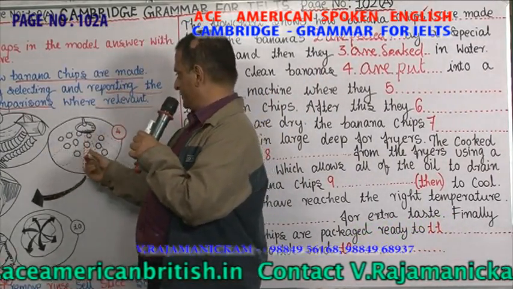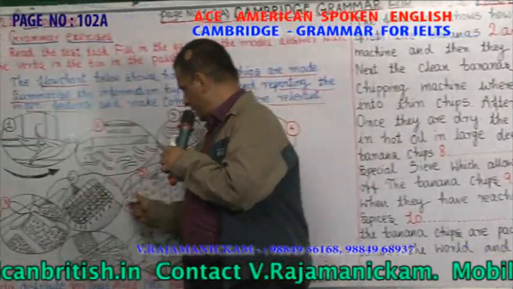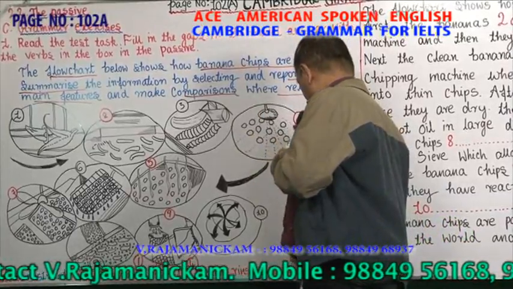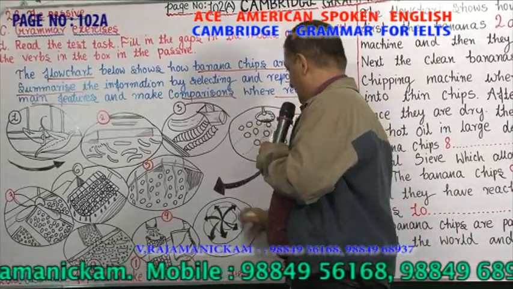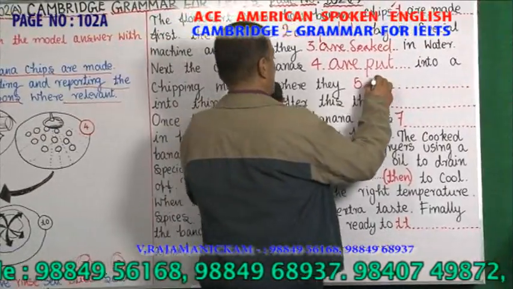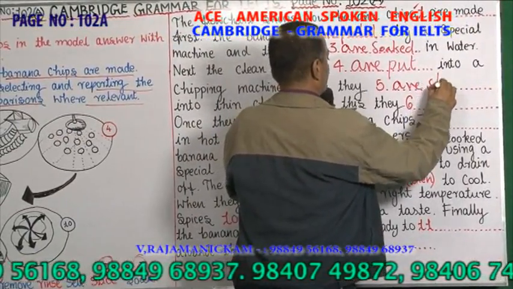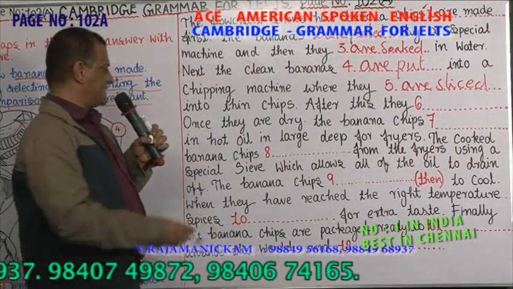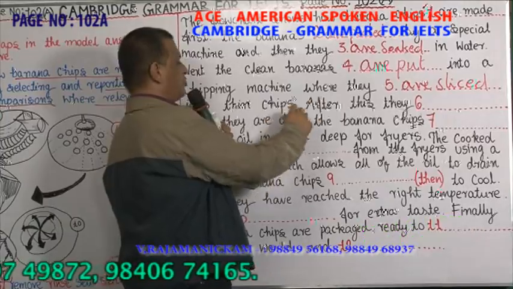Fifth one. Sliced, isn't it? Fifth one is sliced. Where they are sliced into thin chips.